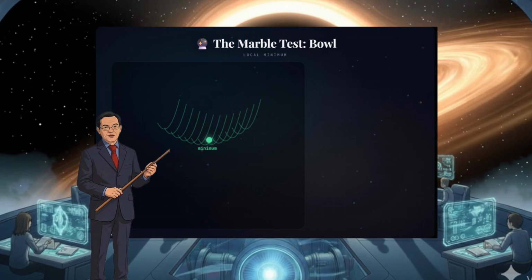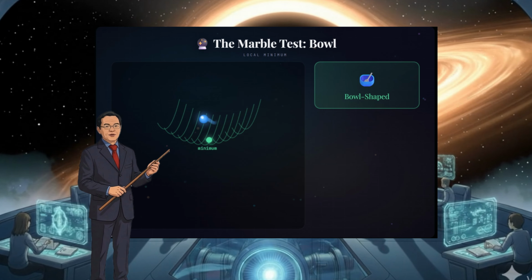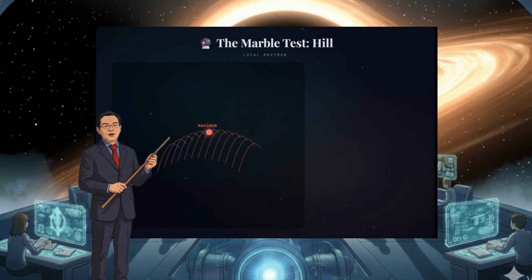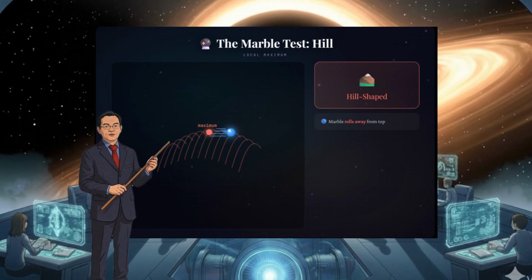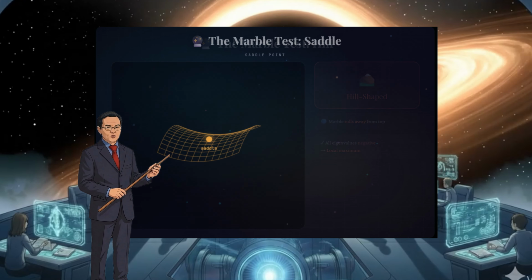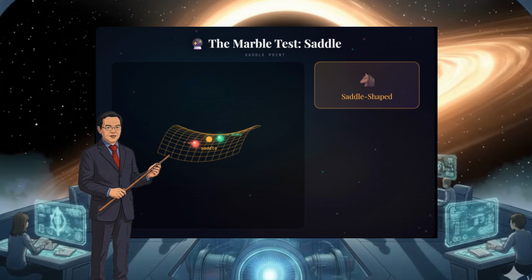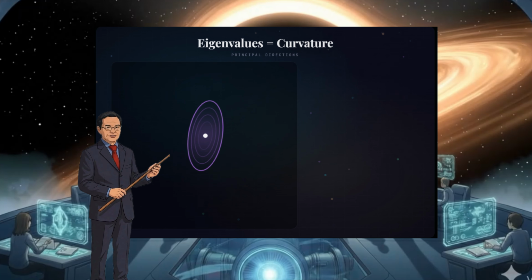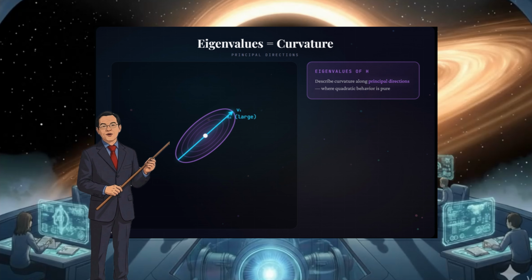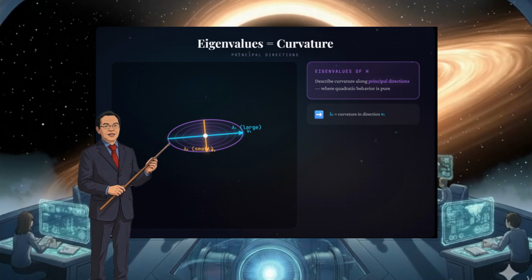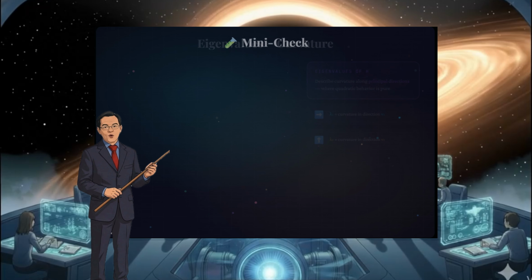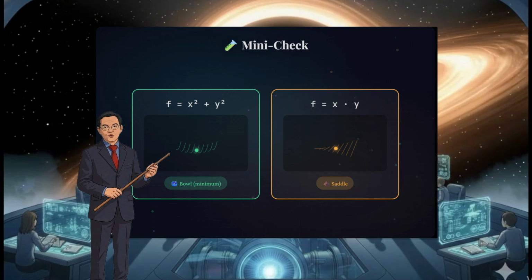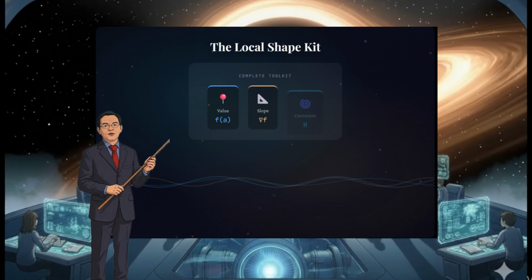Now for the intuition, the marble test. If the surface is bowl-shaped, a marble rolls toward the bottom. That's a local minimum. If the surface is hill-shaped, it rolls away. That's a local maximum. If the surface is saddle-shaped, it rolls down in one direction, but up in another. That's a saddle point. Eigenvalues describe curvature along special directions, principal directions, where the quadratic behavior is pure. Mini-check. X squared plus y squared is a bowl, and x times y is a saddle. Now we have the full local shape kit: value, slope, curvature.